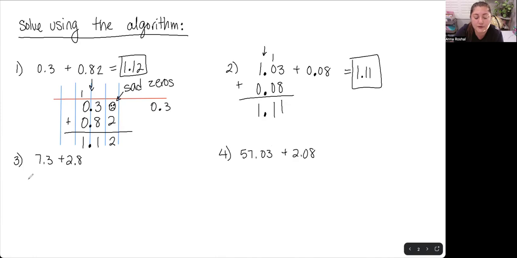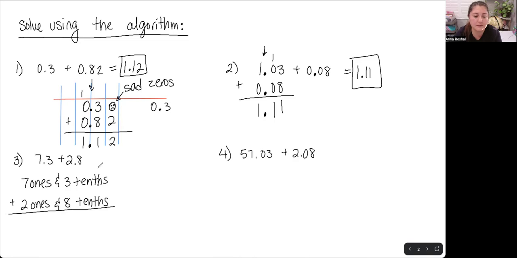Again, let's try this again. So if I were to rewrite this with actual numbers, this would be 7 ones and 3/10 plus 2 ones and 8/10. I guess they really like 8/10 and 3/10 or hundredths, I guess. There's some other problems. So 3 plus 8/10 is 11/10.